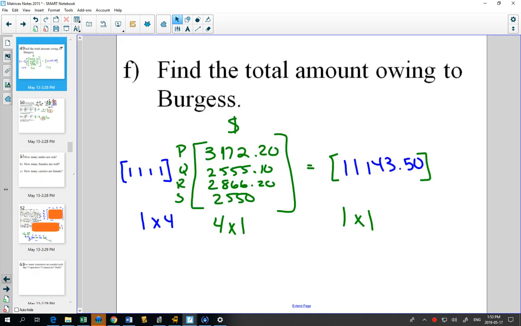There it is, 1114350. Complete your notes, not feel bad.